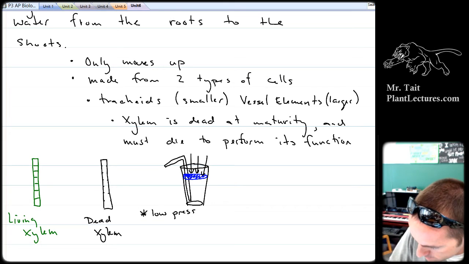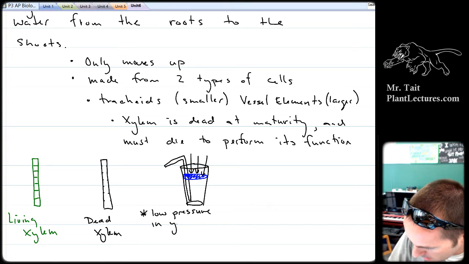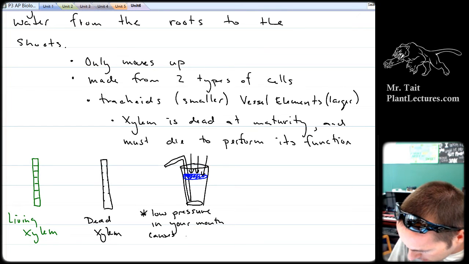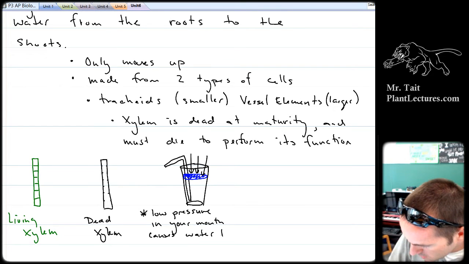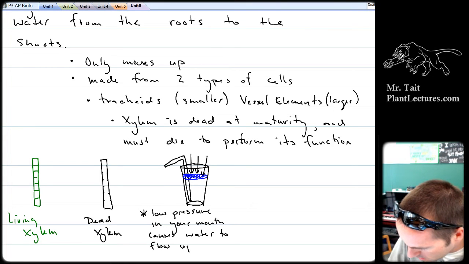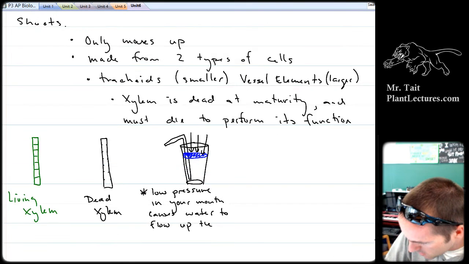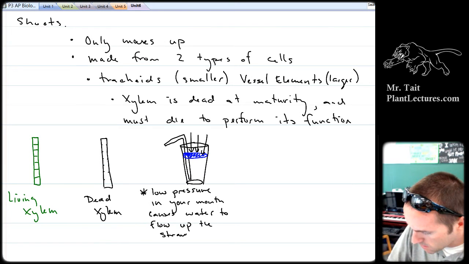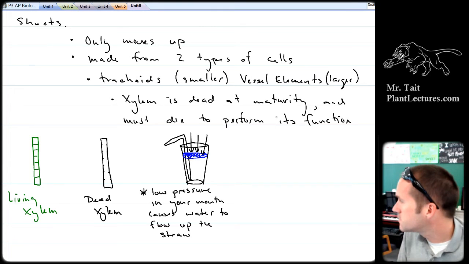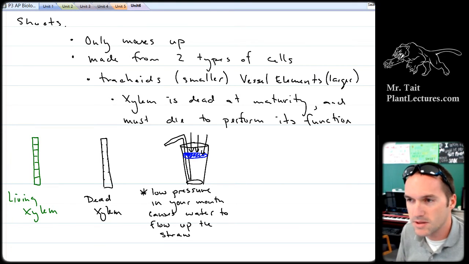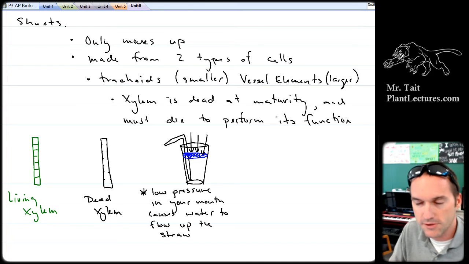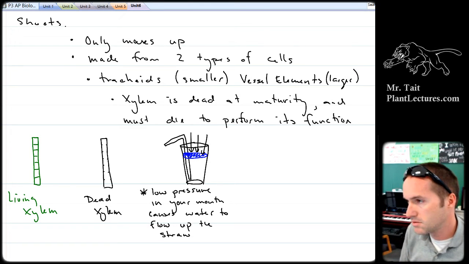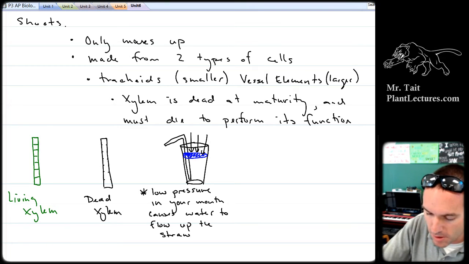So low pressure in your mouth causes water to flow up the straw. Right? That's just like something that water does. Water always flows from an area of high concentration or high pressure to low pressure, right? Okay. Then we are faced with another problem, though.